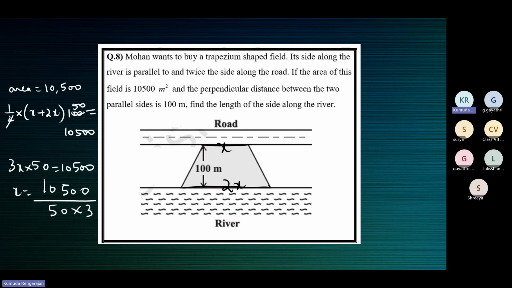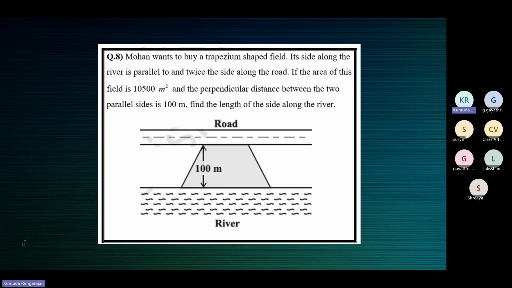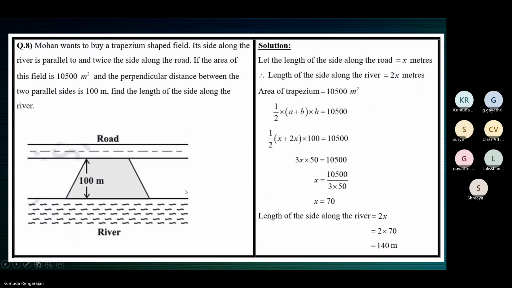They want you to find the length of the side along the river. That is 2x. So after you get x, multiply by 2 to get the length of the side along the river. I'll wait for a minute. See this answer. Read through this answer, children. I'll wait for a minute.